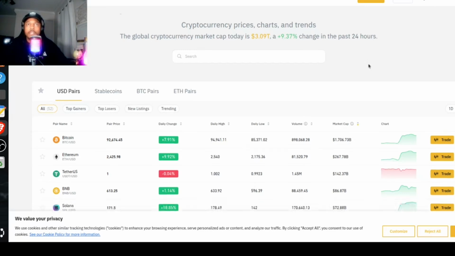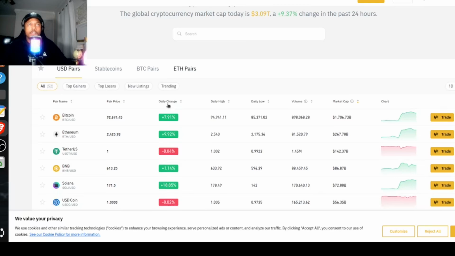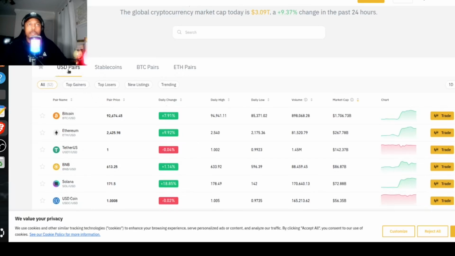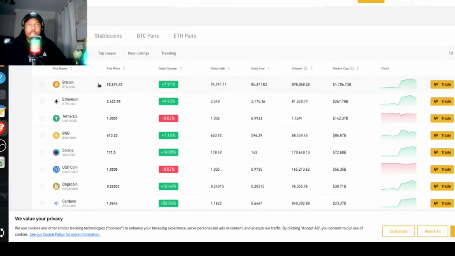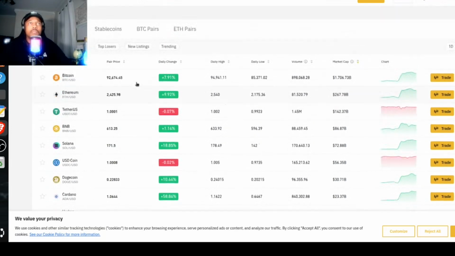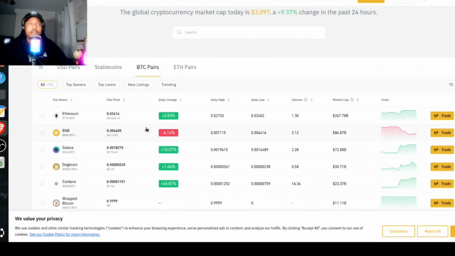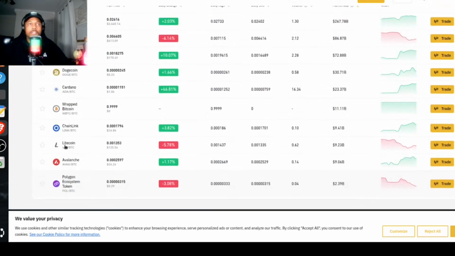As we dive into their platform, this is the main home screen, and these are the different trading pairs off of USD. What that means is if you have USD, you are able to trade it for these different cryptocurrencies. Now, let's say we change this and we do Bitcoin pairs. Now if you have Bitcoin instead of USD, you are able to trade different cryptocurrencies with that.